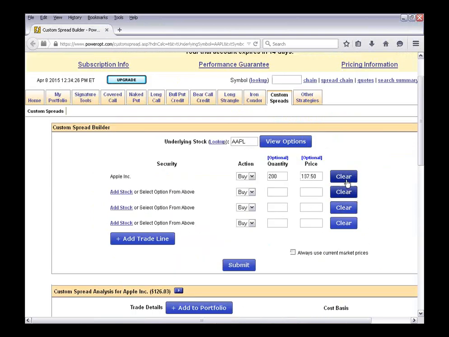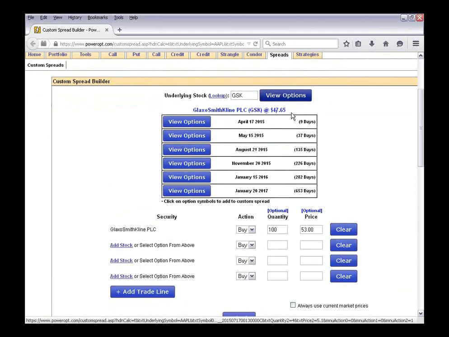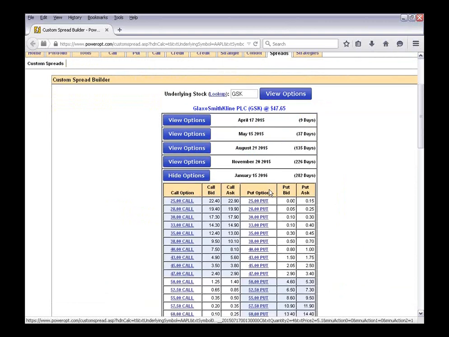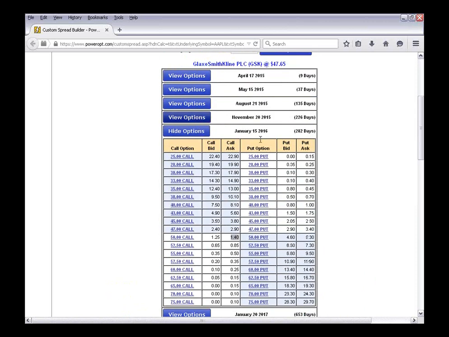Let's do the same scenario, the same walkthrough we just did with Apple. Let me type in GSK. Now I don't like that covered call opportunity that appeared in the portfolio. All right. Let's take a look here. We know the stock's at $47.65. We're looking at that loss of $5.35. Let's try the January 48 or 50. Not even close. It's only at $1.25, excuse me, $1.40.